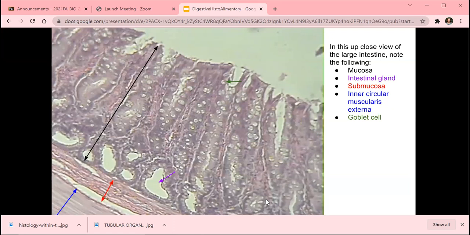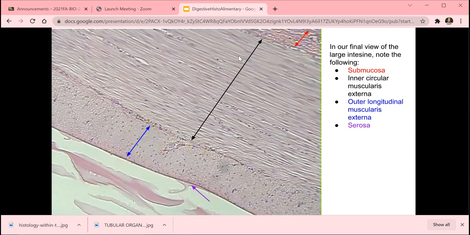This is the close-up view of the large intestine. You can see these intestinal crypts and the abundance of the goblet cells in the epithelium. Tunica mucosa with intestinal crypt, submucosa, and the inner circular layer of tunica muscularis. And this is the inner circular, this is outer longitudinal, and the last layer is called tunica serosa.